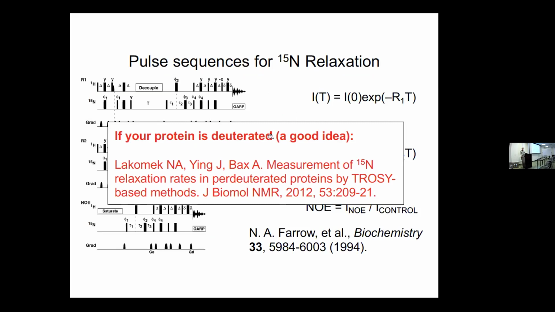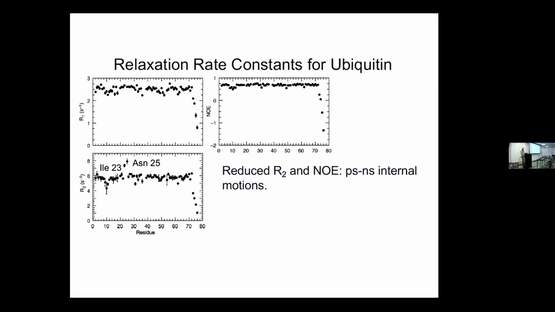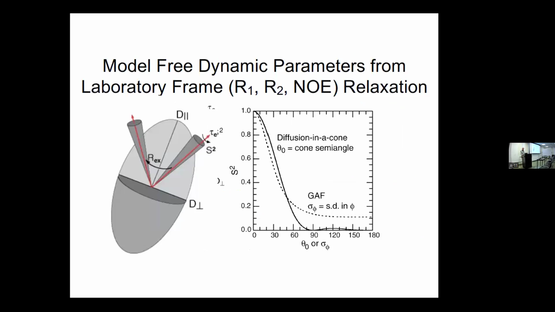There are more recent sequences. To me, they seem like they're yesterday, but now they're a decade old, from Advaxis group, that are really excellent if the protein is deuterated, if the aliphatic sites have been deuterated. Here's some sample data. There's some results. I think I showed you some of these already.